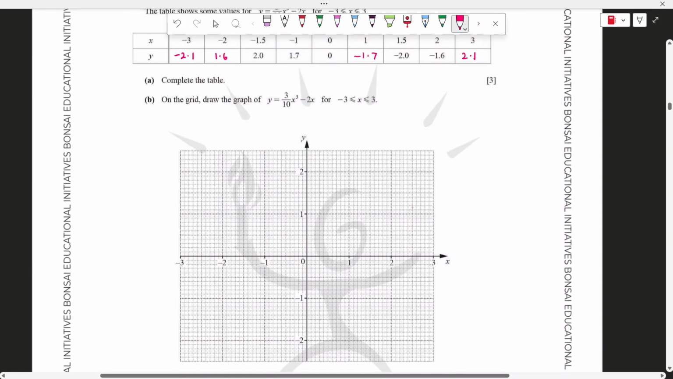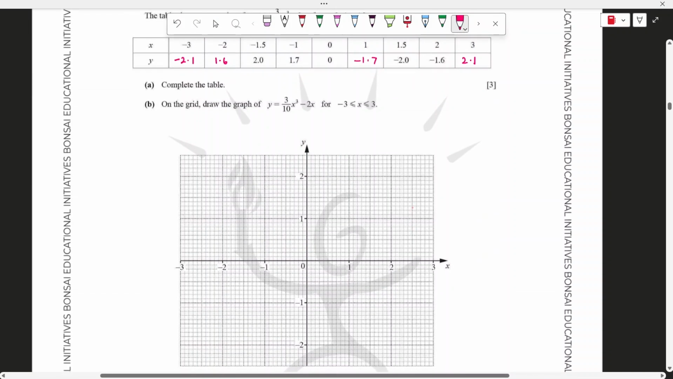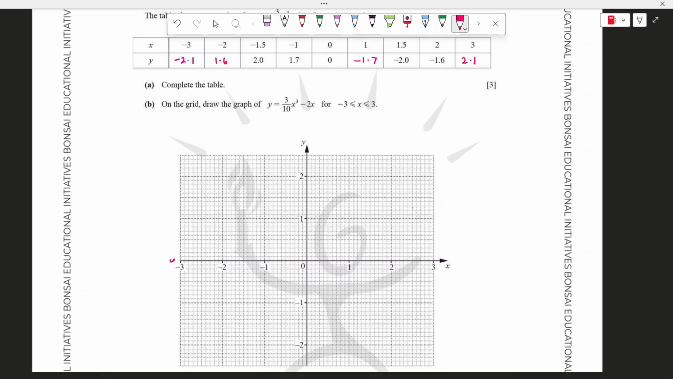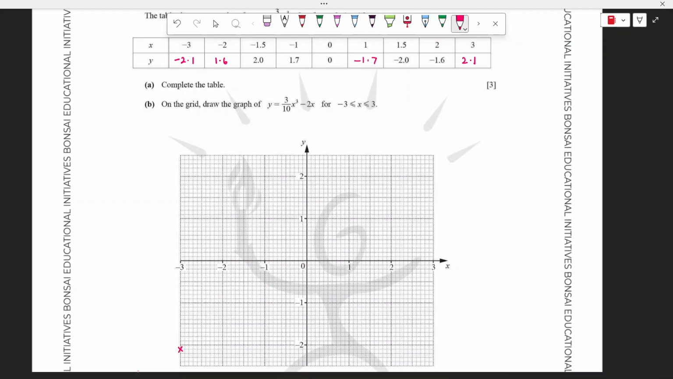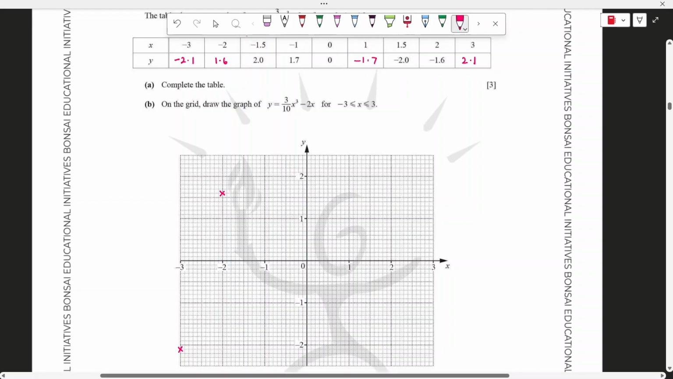Let us draw. The first point is minus 3 and minus 2.1. Minus 3 is here and minus 2.1. We go upwards, this is 2, and minus 2.1 we go downwards. Okay, minus 2.1. So this point is here. Then minus 2 and 1.6. So here is minus 2, and 1.6 we go upwards and we find this point. Done, so this is plotted.